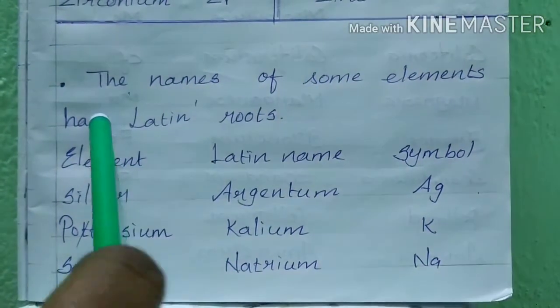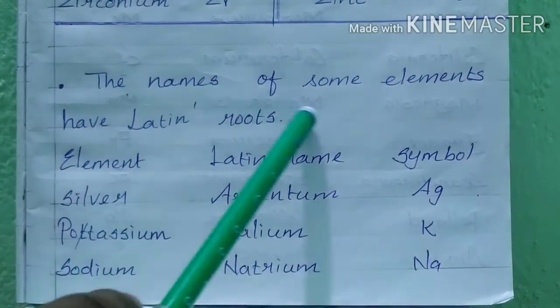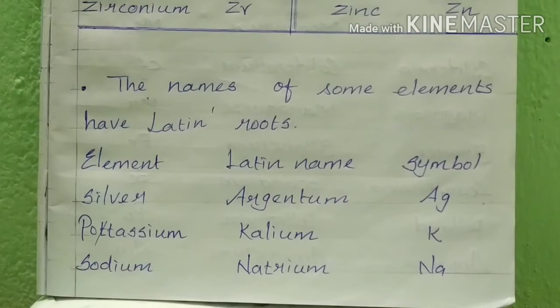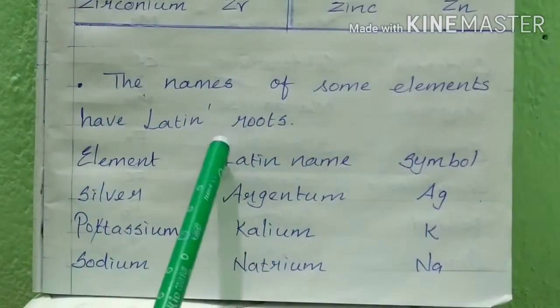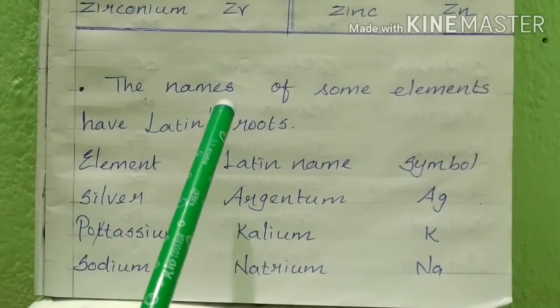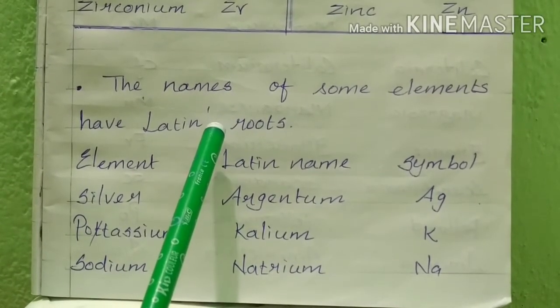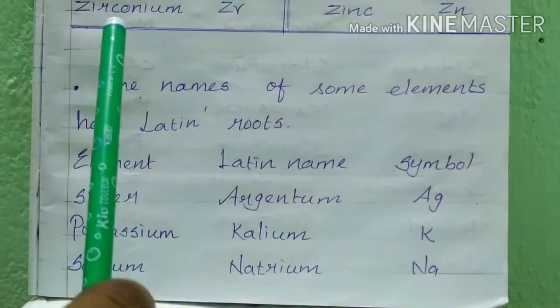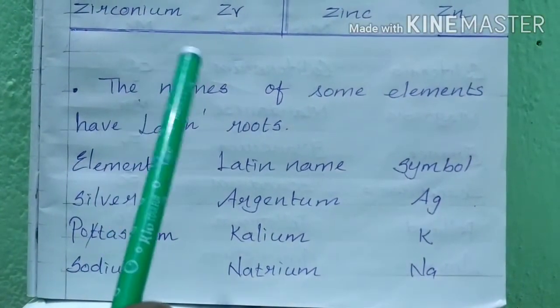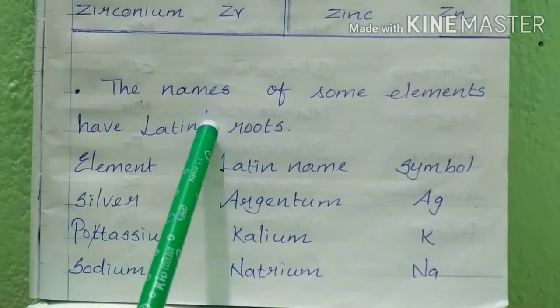This is a special case. See, the names of some elements have Latin roots. In the above examples, we have seen the names as it is. How we are pronouncing or saying the name of the element, we have written their names as it is and found out the symbols.